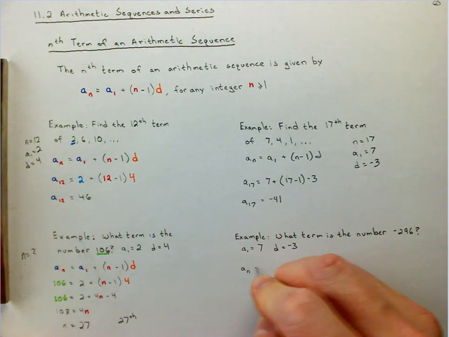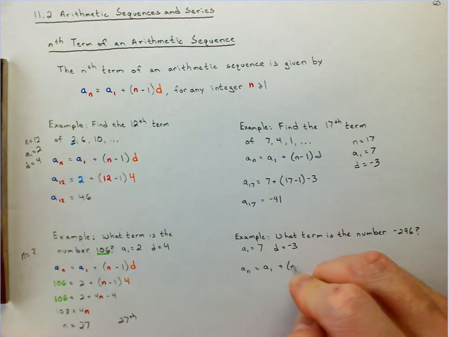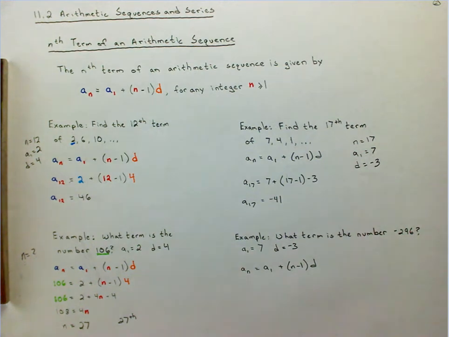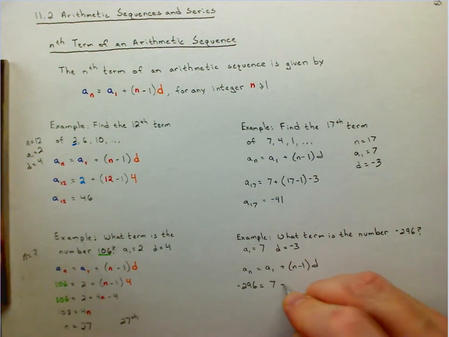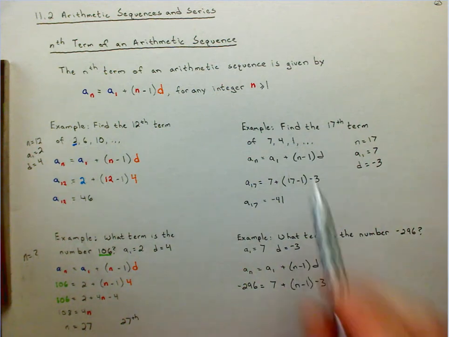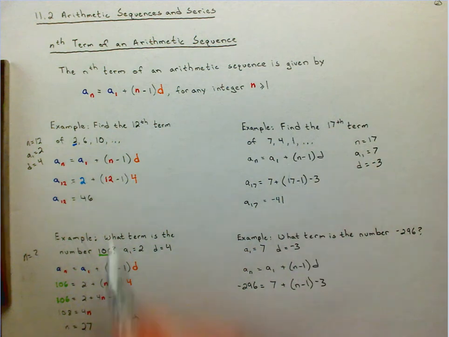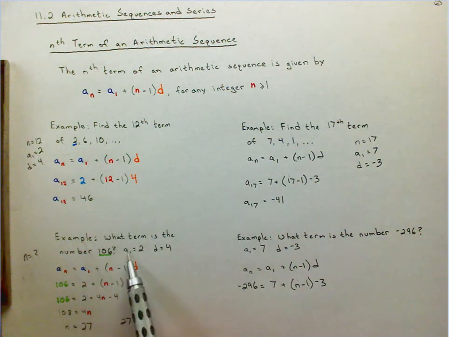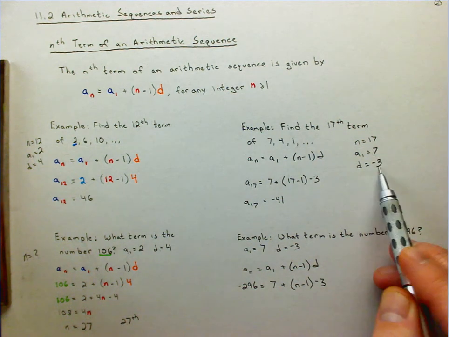Alright, so a sub n equals a sub 1 plus n minus 1 times d. My a sub n is going to be a negative 296, and it equals 7 plus n minus 1, and my common difference was a negative 3. I remember it because these problems correlate to each other. That's how I remember them. This is a sub 1, a sub 1, common difference, common difference.